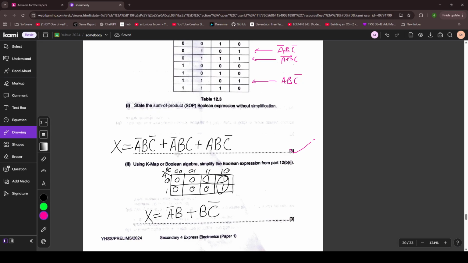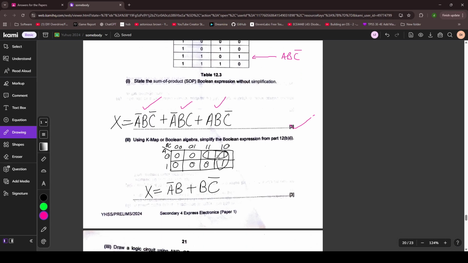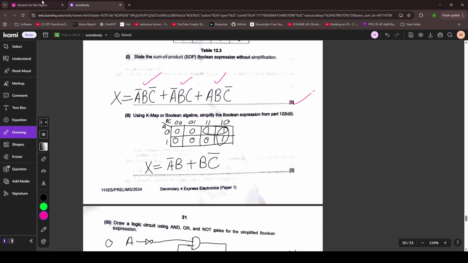Using a K-map or Boolean algebra, simplify the Boolean expression. You've chosen to use a K-map, and then you put in your values. Is this right? 0, 0, 1, 1, yes. 0, 0, 1, 1, 0, 1, 0, yes. 1, 1, 0, yes. And then you grouped it up appropriately, you've grouped it up well. C is oscillating through 1 and 0, so take C, throw it in the trash. Here A is oscillating, so A bar B, B C bar, so this should be right.